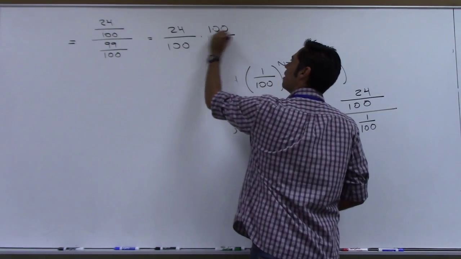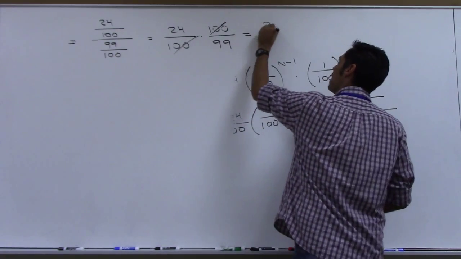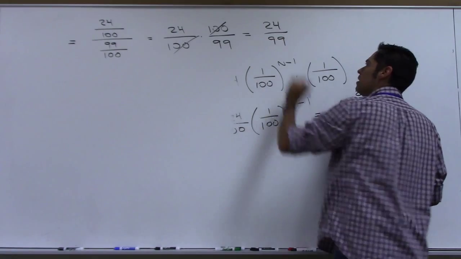Like this is just arithmetic, right? Flipping, canceling. 24 over 99. Type it into your calculator.